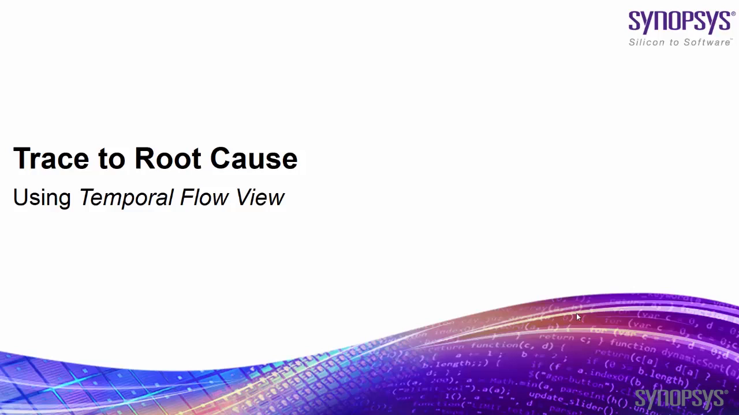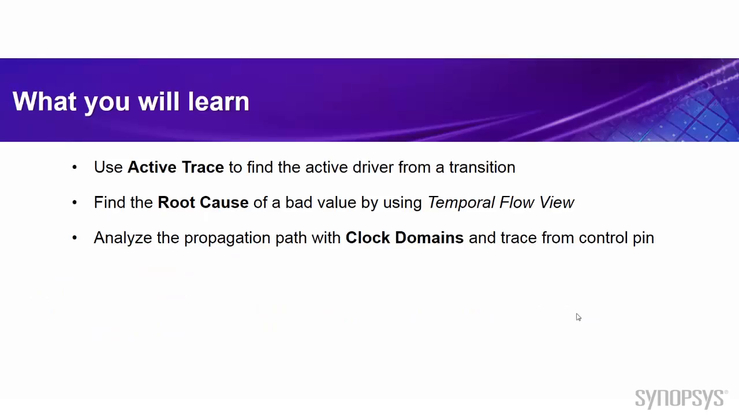In this section, I will introduce how to use Verdi to find the root cause of a wrong value by using the Temporal Flow View. Now let's see what you can expect to learn from this video. Firstly, we will talk about how to use the active trace to find the active drivers from a transition. Then we will learn how to find the root cause of a bad value by using the Temporal Flow View. In the end, we can analyze the propagation paths with clock domains and trace from control pin.